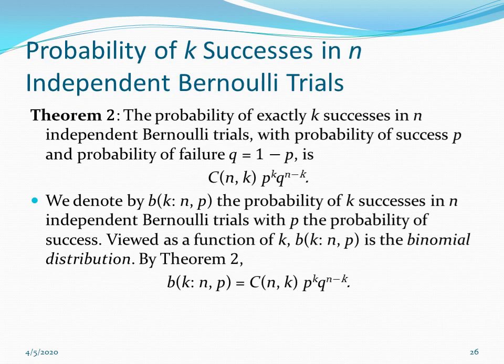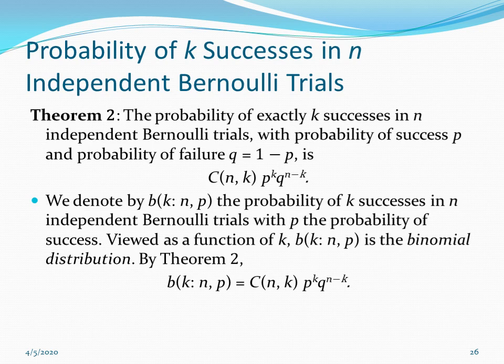This actually gives rise to a new distribution. We'll call it the binomial distribution. It is basically assigning a probability: the probability of exactly k successes in n independent Bernoulli trials, with the probability of success equal to p. The probability of failure, which is q, is equal to 1 minus p. There is a formula where you can calculate that probability. It is n choose k times p to the k times q to the n minus k. So you take n choose k, times the probability of success raised to the power k, times the probability of failure raised to the power n minus k.